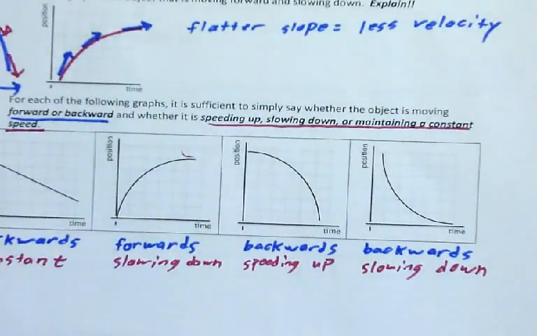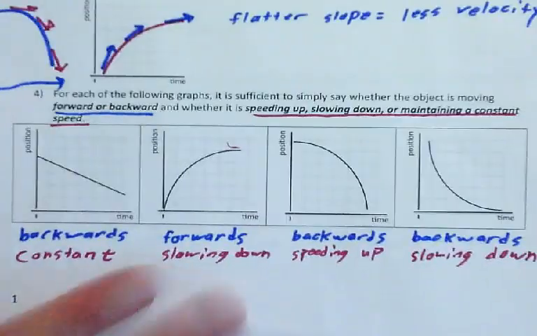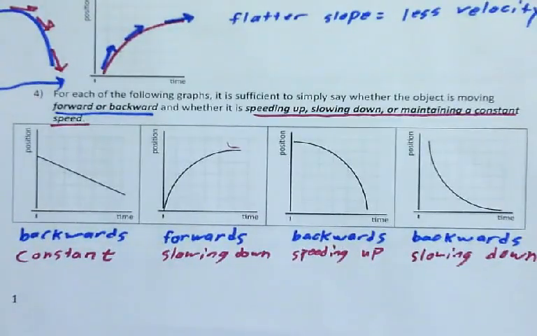Okay, whether it goes up or goes down, slowing down gets flat. Whether it goes forward or backwards, speeding up gets steep. So speeding up gets steep, whether it's up or down. Slowing down gets flat, whether it's up or down. Doesn't matter. Okay? All right, perfect.